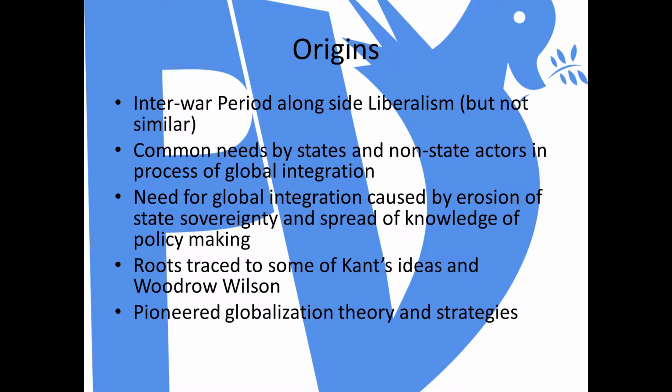So kind of the ideas that started to spark the functionalist approach to policy was the need for global integration that was caused by the erosion of the state sovereignty that had occurred during this period of time, as well as the spread of knowledge of policymaking throughout Europe and the Western Hemisphere, North America, that was happening during this period of time. Because after the First World War, lots of different thinkers were coming together. The existentialists, as I mentioned in the previous lessons on neoliberalism, lots of ideas were being spread around. It was kind of a sort of mini Enlightenment period.